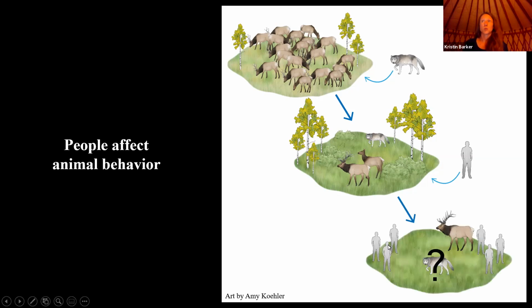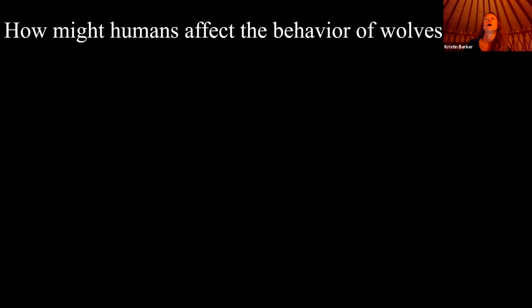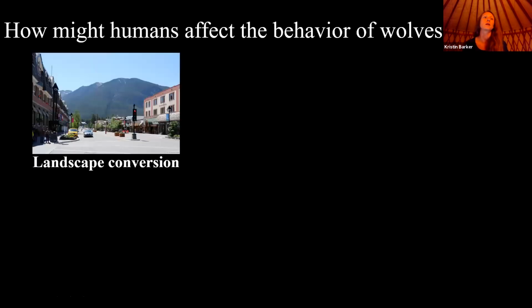So this is one of the things that I'm trying to understand with my PhD research. And to start wondering about this, I asked the question, how might humans affect the behavior of wolves? Well, we typically think that wolves want to avoid humans. And so perhaps they do that because humans put out physical infrastructure on the landscape that's unnatural, things like paved roads. So perhaps wolves are avoiding just this unnatural physical infrastructure.